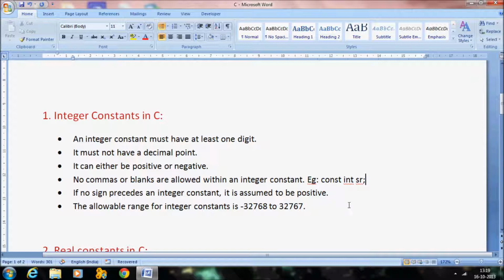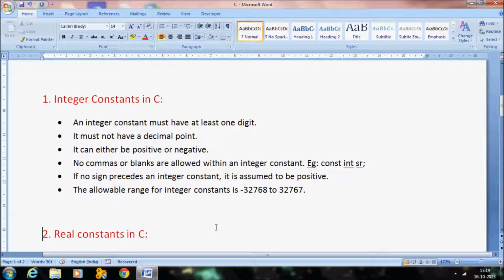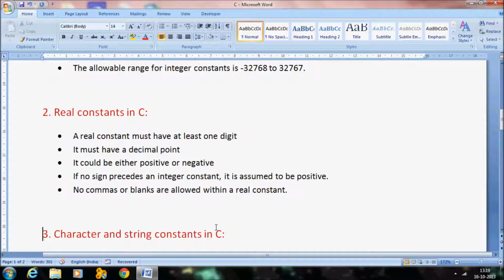Coming to the next constant, that is the real constants in C. The real constants are nothing but floating point. So the first rule is that a real constant must have at least one digit, same as the integer rule. The second is that it must have a decimal point. If there is no decimal point, it is considered an integer. For a real constant, the decimal point is very important. The third rule is that it could be either positive or negative. It takes both values, that is plus or minus.